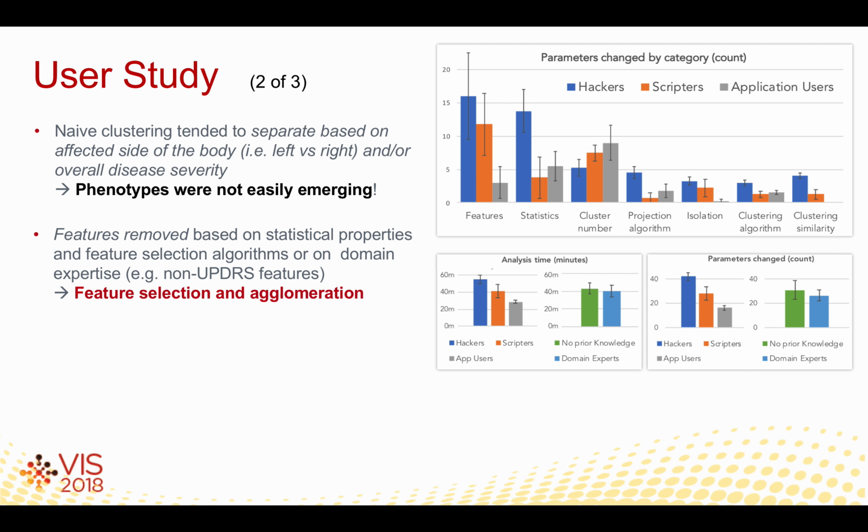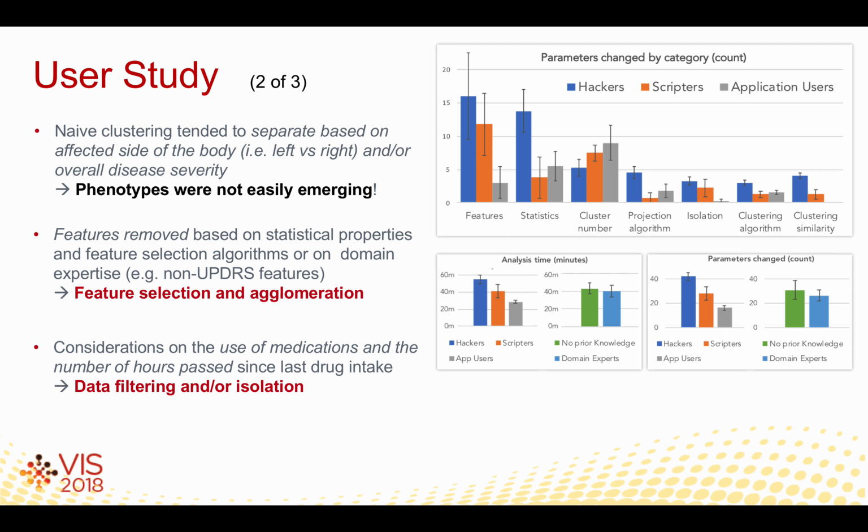Then people started to use feature removal and feature selection and agglomeration and started combining features. And the last step that most people did is to try to filter and apply subclustering in order to consider only some people. So for instance, let's pick only the people with the clustering on the left part of the body, and let's try to subcluster. Or let's try to consider only the people that took medication or didn't take medication, and let's try to cluster only those. And this is what we call data filtering and isolation.